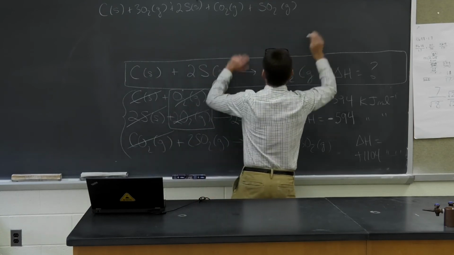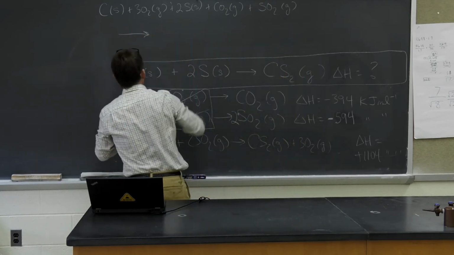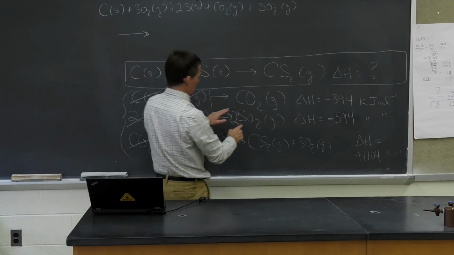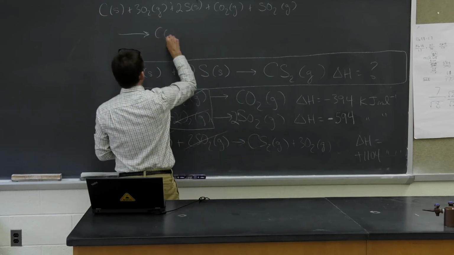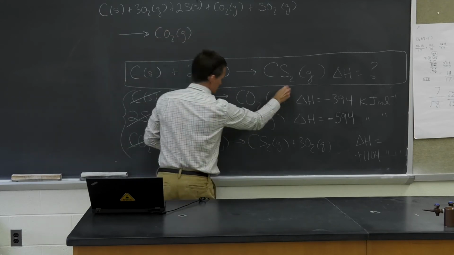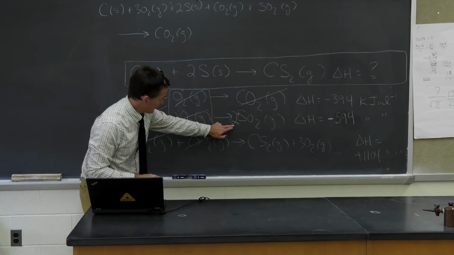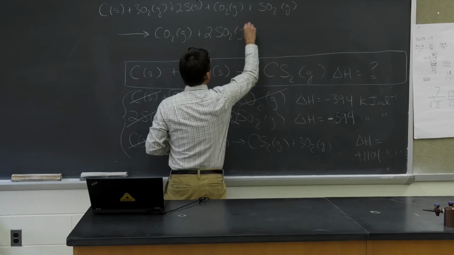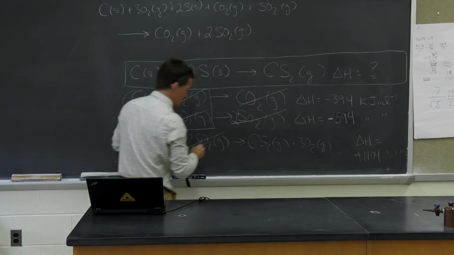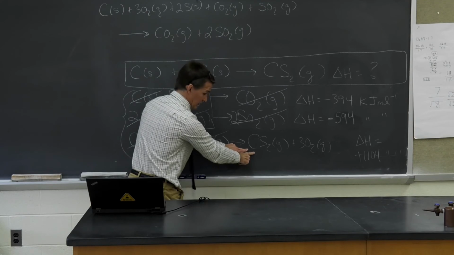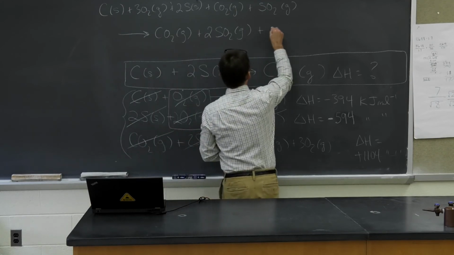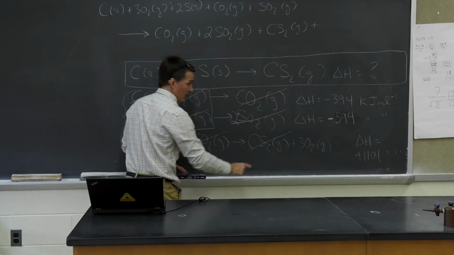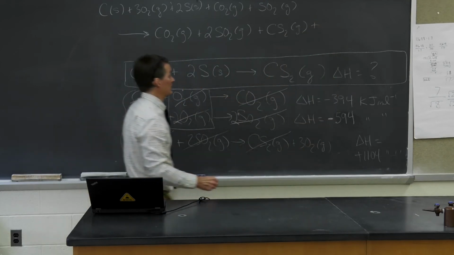And I'm not going to be able to fit this all on one screen, so we're just going to do the arrow here, and this is going to go to, let's see my product, carbon dioxide gas, two SO2 gas, a CS2, a carbon disulfide gas, and 3 oxygen gas molecules.